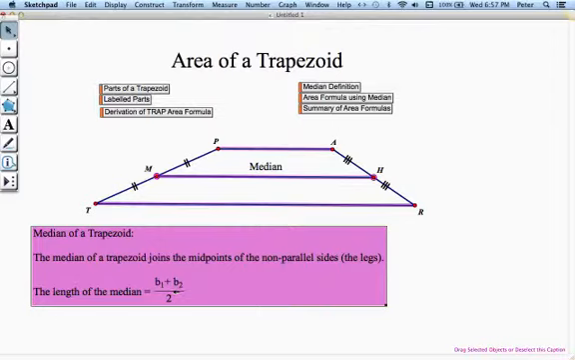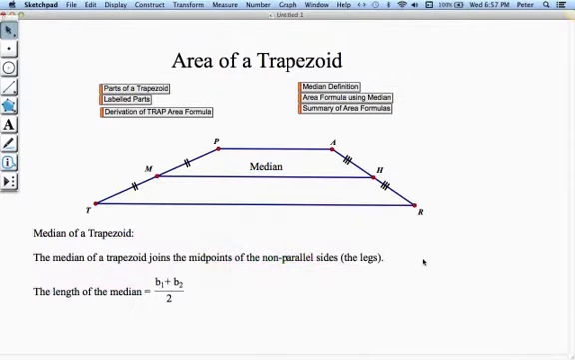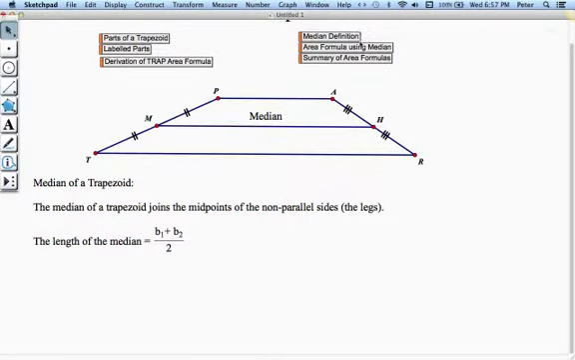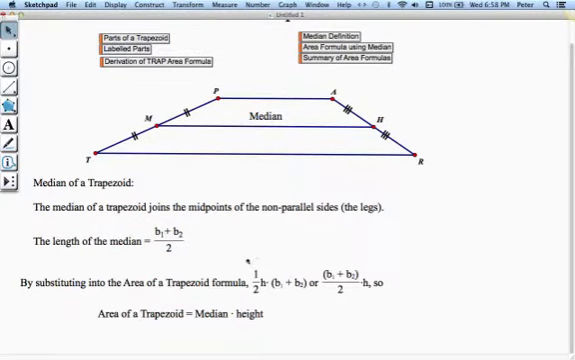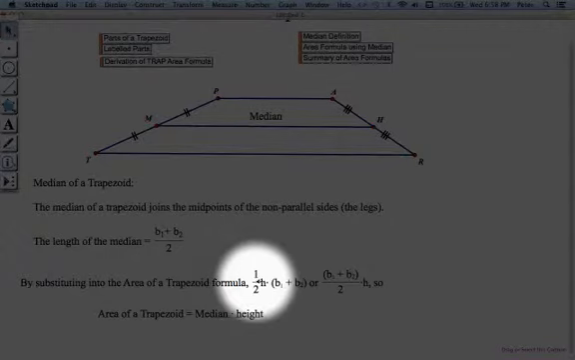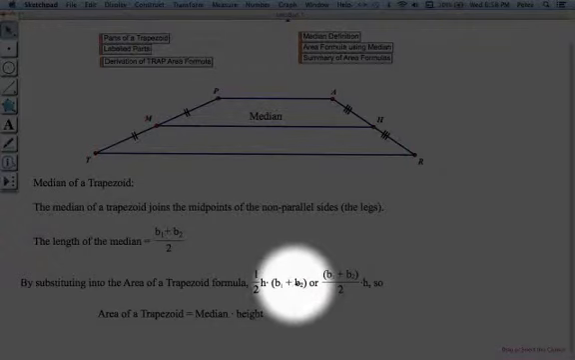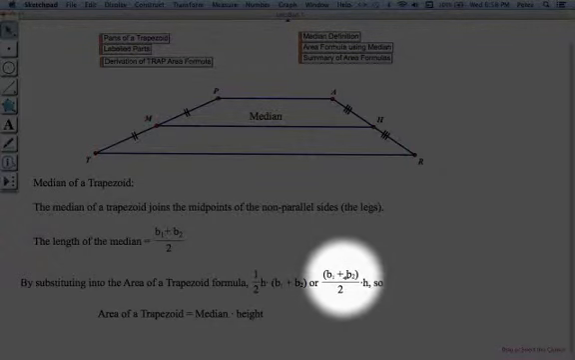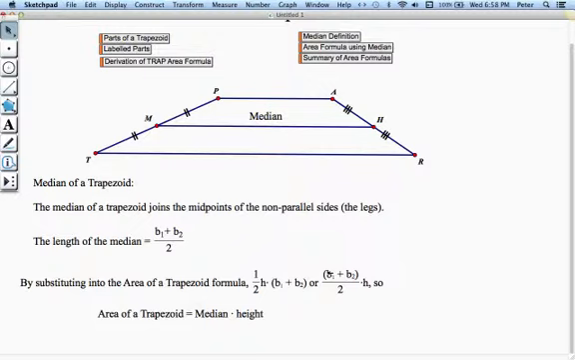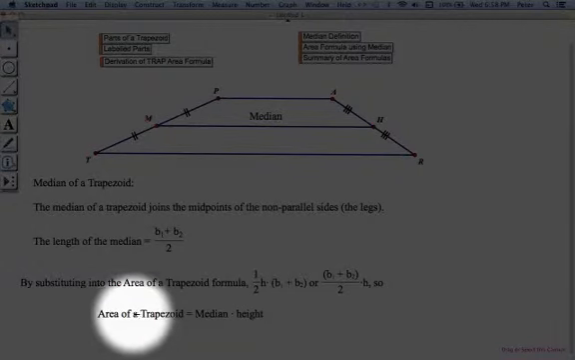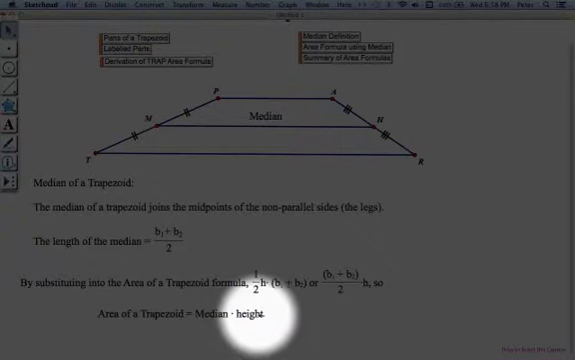Now, how does that play into the area of a trapezoid? Well, let's take a look at the formula for the area of a trapezoid when we bring in the median. You'll recall that from what we just saw, the area of a trapezoid is 1/2 height times (b1 plus b2), or it's sometimes written as (b1 plus b2) over 2 times the height. Now, this first part of the formula is just like the length of the median. So I can rewrite the area of a trapezoid as median times height.